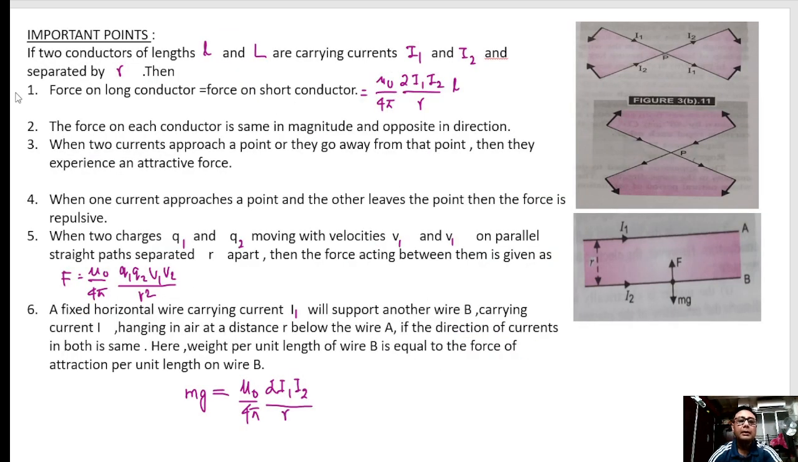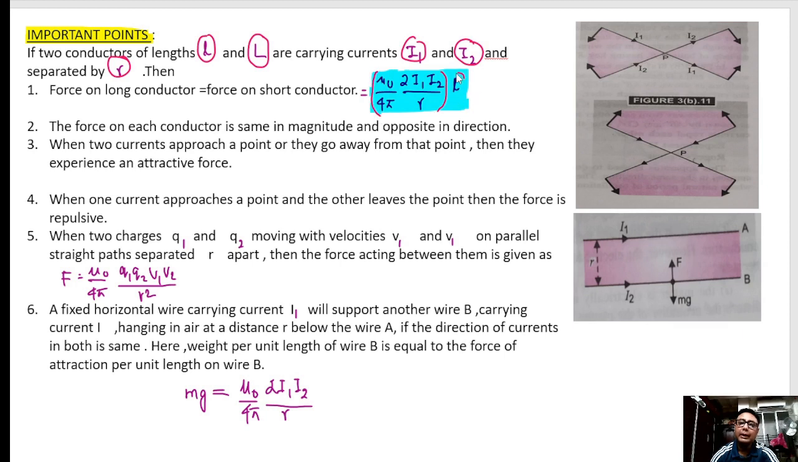Next, let us see what the important things are here. If two conductors of length L and L are carrying currents I1 and I2, separated by r, what is the force acting between them? We already know that the force acting between them is mu 0 by 4 pi into 2 I1 I2 by r, and this is the force acting on the second wire. The force on the long conductor is equal to the force on the short conductor. Please note here, this is the force acting and this is the force per unit length.